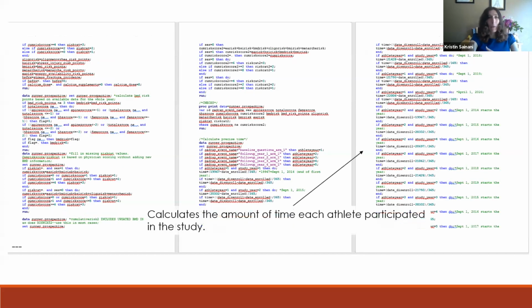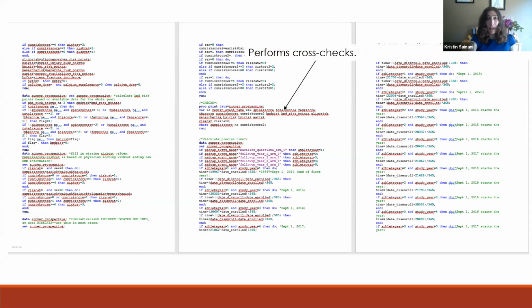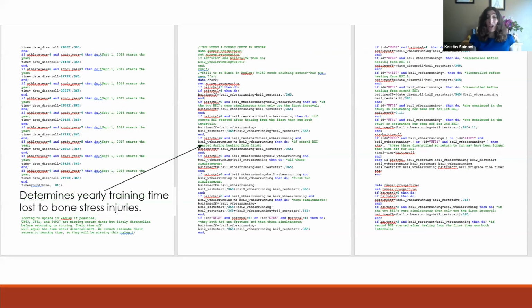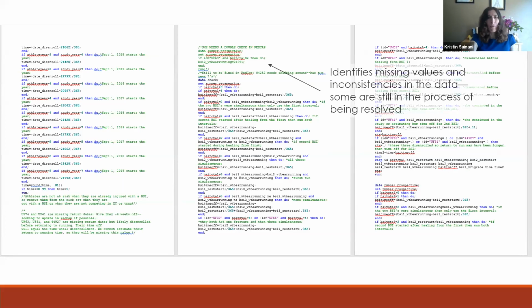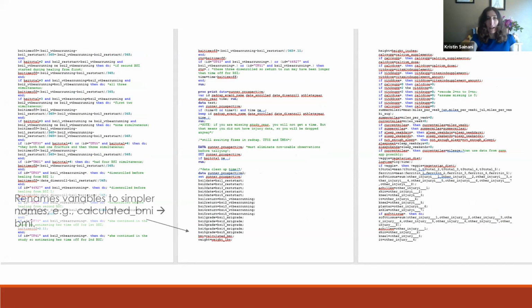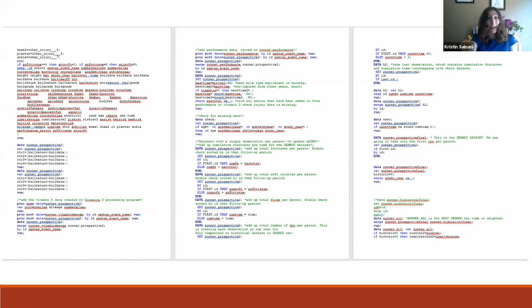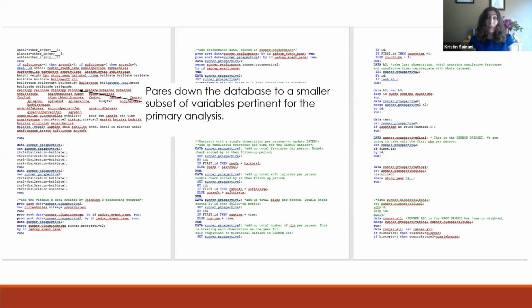It's longitudinal data, so I'm doing a ton of things with dates. I'm calculating the amount of time each athlete participated in the study. I am calculating how much time they lost due to bone stress injuries. Just a lot of changing variable names to make them easier to type. That's really critical. It's a huge data set, hundreds of variables. I'm paring it down to just those I'm going to need for this analysis.